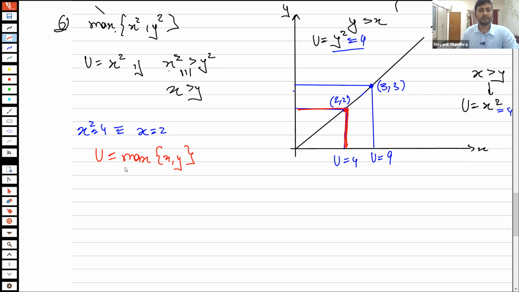Had the utility been max of x comma y, let me ask this question to Disha. Disha, if the utility were max of x comma y, we have already determined that it would be inverted L shape. So what would be the utility value of the curve passing through the point 2 comma 2 if the utility were max of x comma y?